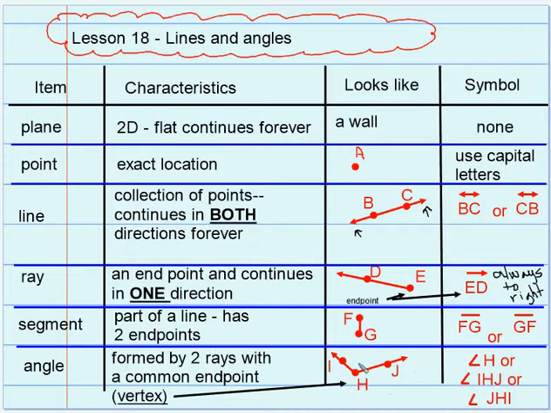Now sometimes you'll see angles that have a number in here. Maybe it's a 2. Then we could also call it angle 2. Okay, so there are several different ways that we can name these figures. You just have to use the right symbols with the right items.